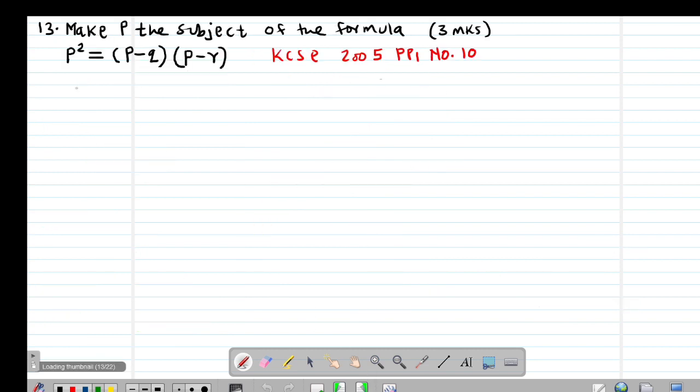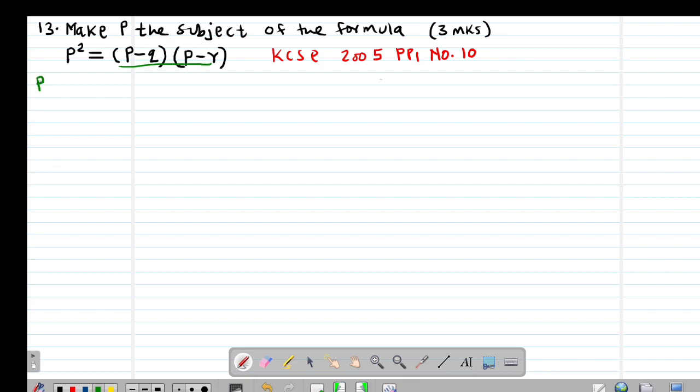Then we look at our next example, which is example 13, which is also a past KCSE question done in 2005, Paper 1, question number 10. We are told to make P the subject of the formula given that P squared is equal to P minus Q into bracket P minus R. So the first thing I'm going to do is to expand the right hand side of the equation.